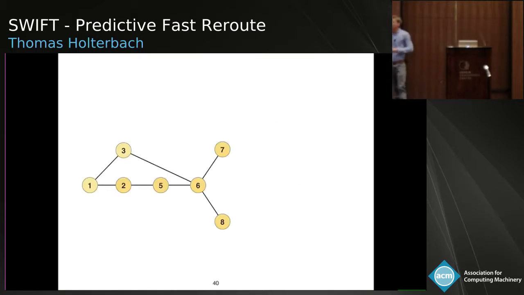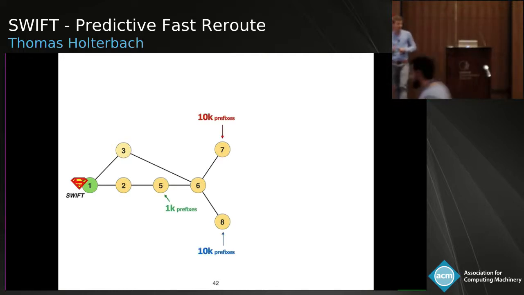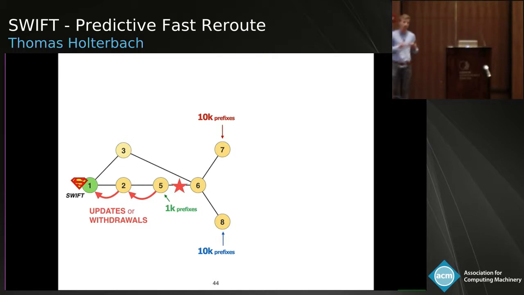To illustrate the algorithm, let's consider this simple network. We have a few ISs, and we say that IS1 runs Swift. We say that IS5, 7, and 8 each advertise a different set of prefixes. And then we say that the link between 5 and 6 fails. Upon the failure, IS5 will then send BGP updates and withdrawals toward IS1.